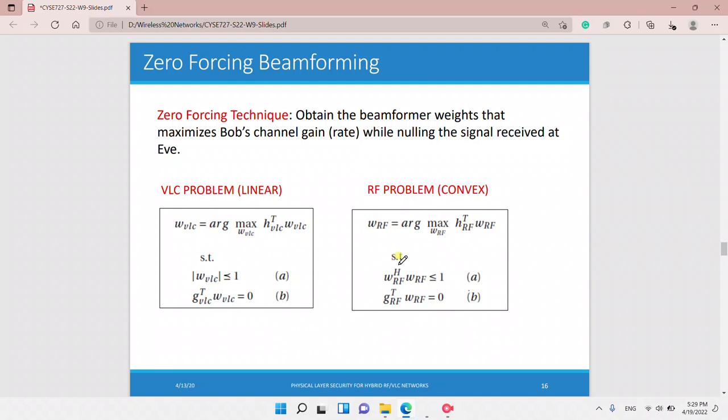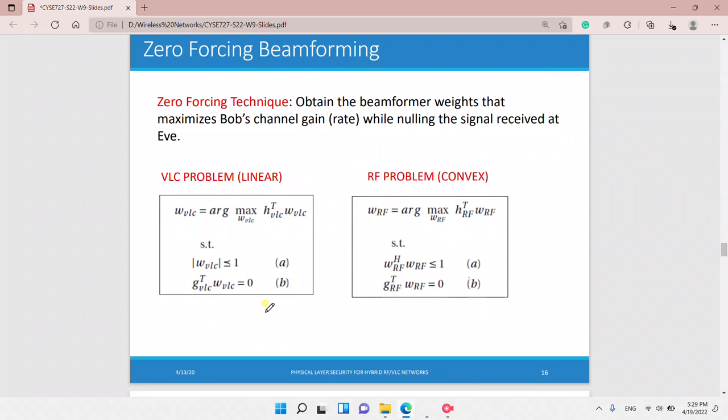Such that omega is less than or equal to 1, because I think it should be like a percentage. And I honestly forgot what the g is. Okay, this is the one for Eve, and we want it to be zero.